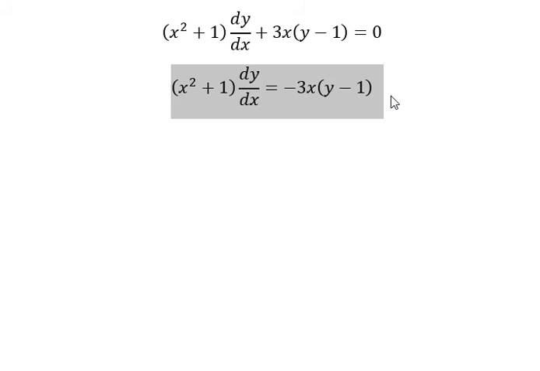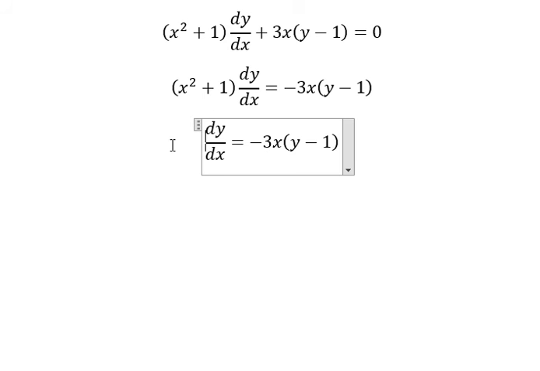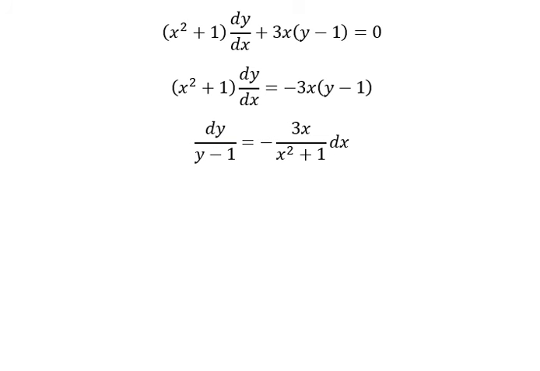Next, we divide both sides by x squared plus 1 and y minus 1. We put the x go to the right. Next, we need to integrate both sides.